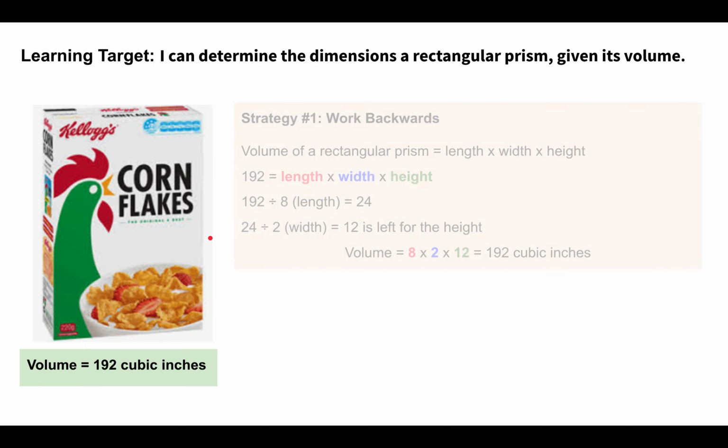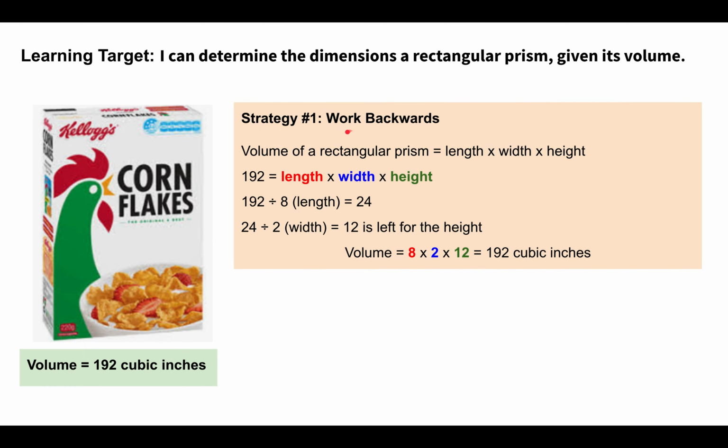So there's two strategies here. The first one is to just work backwards. We know that the volume of a rectangular prism or a box can be found using the length times the width times the height. I know that if I have those three dimensions, they should multiply out to 192 because I told you what the volume was. So guys, I'm just going to go ahead and work backwards. I know that I need to get to a final product of 192.